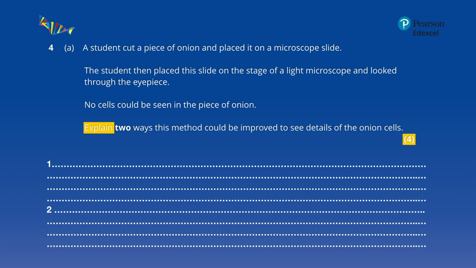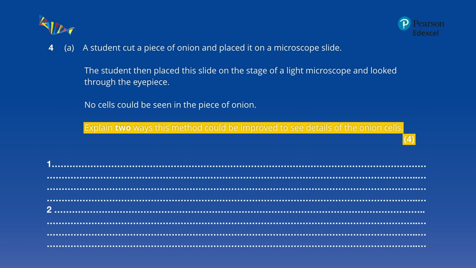Again, it's important to stop and think, what is this question about? It is about the method of using a light microscope. Therefore, there will be no marks for suggesting using an electron microscope here, as this changes the method to a different method, rather than improve the method being used. This is a very fine distinction to make.